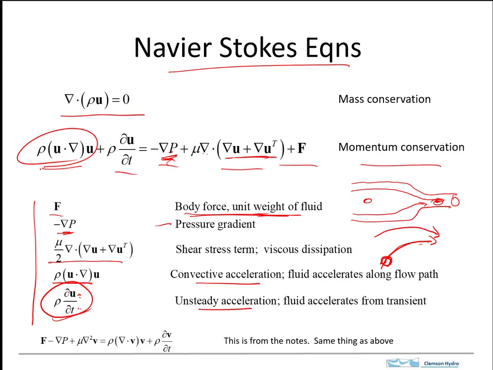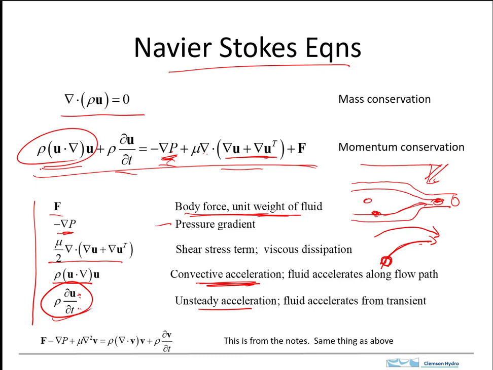So you could have convective acceleration, like what I'm showing right here. A little fluid packet is going to be speeding up along the flow path. That could happen even though the flow is steady. It doesn't change with time, but the fluid itself feels like it's accelerating because it goes faster as it moves along the flow path. Okay, so we've got these 5 different terms in the momentum conservation.